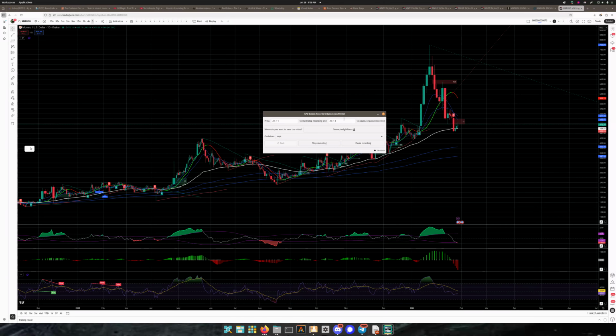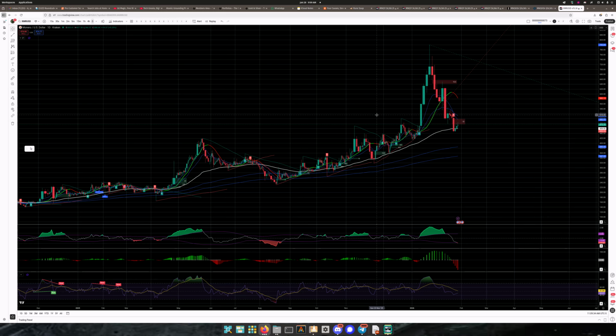All right, we are looking at XMR, Monero versus USD. Gonna look at the chart. So it has been moving up for a while. It's making a retrace. So let's just look at this a couple different ways and see what we think of this chart. So XMR versus USD.